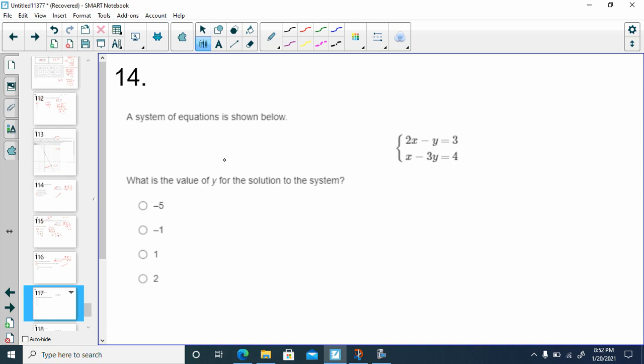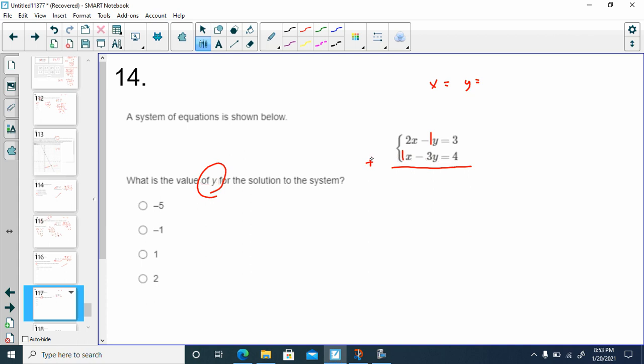The system of equations is shown below. What's the value of y for the solution? So we're looking for y, not x. Can we plug this in? Do we have a substitution situation? X is equal to or y is equal to? No. Now guys, we want y, so we could get rid of either variable. Why don't I get rid of x if I'm trying to get to y?